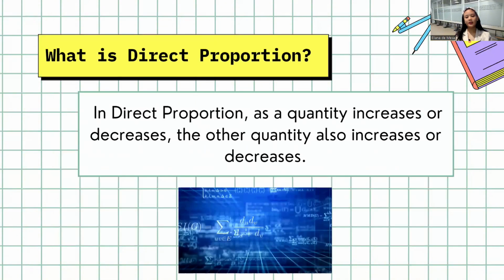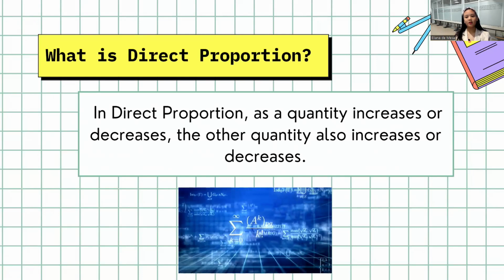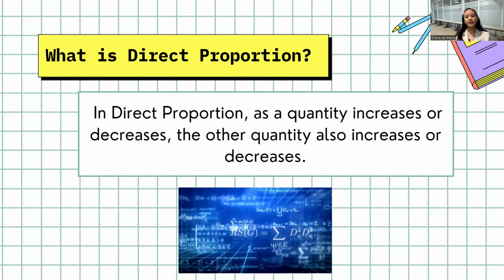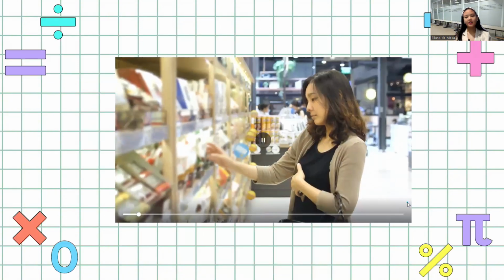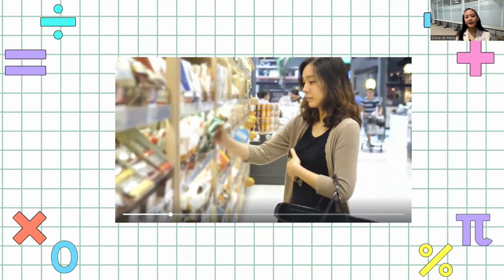Let's define what a direct proportion is. In direct proportion, as a quantity increases or decreases, the other quantity also increases or decreases. Let's put it in a real-life scenario. Direct proportion is everywhere in real life.